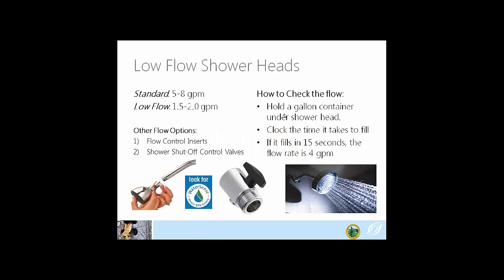Shower heads. The standard shower head flows at about 5 to 8 gallons per minute. So think if you're taking a 10-minute shower, you're using 50 gallons of water in just one session in the shower. We can reduce that by replacing it with a low-flow shower head, which is only 1.5 to 2 gallons per minute.